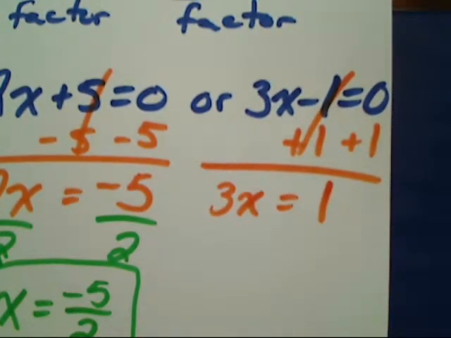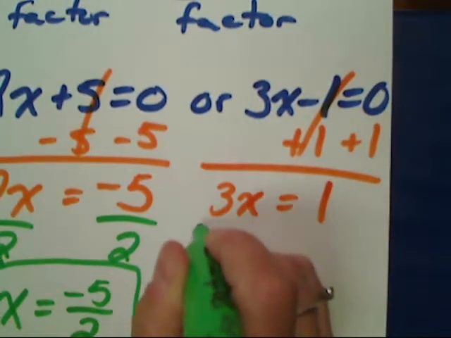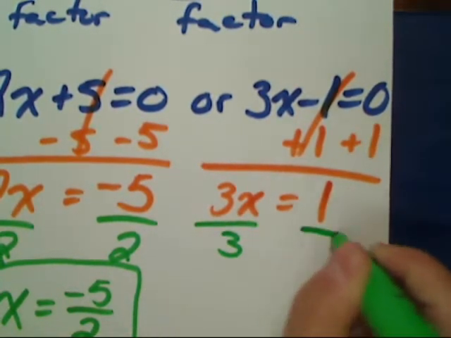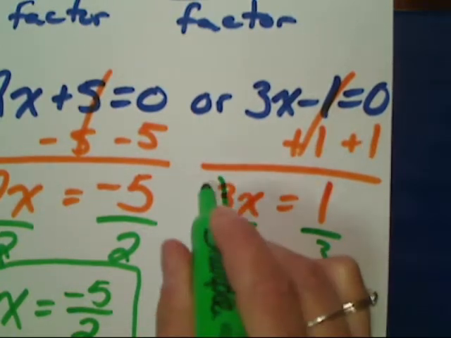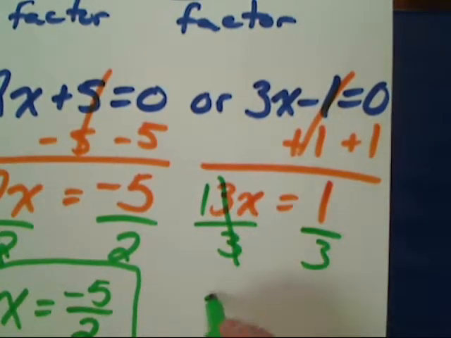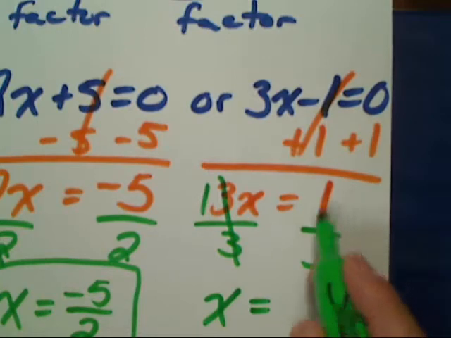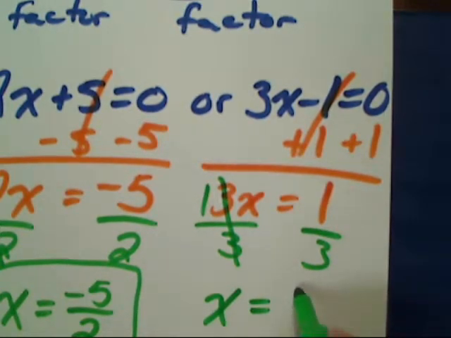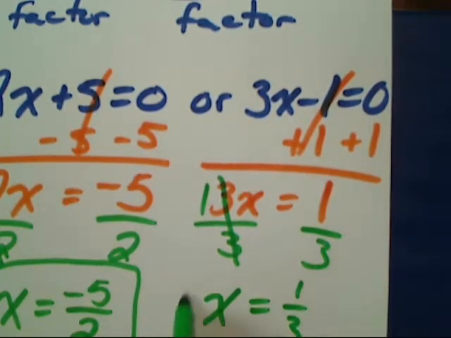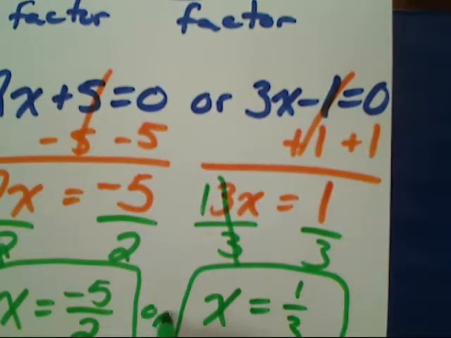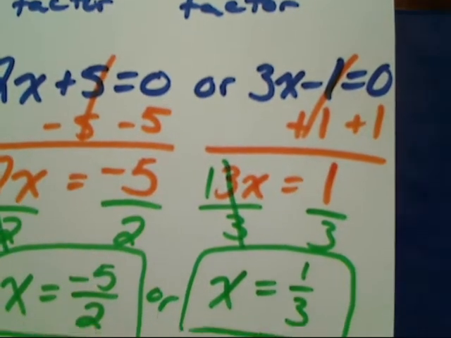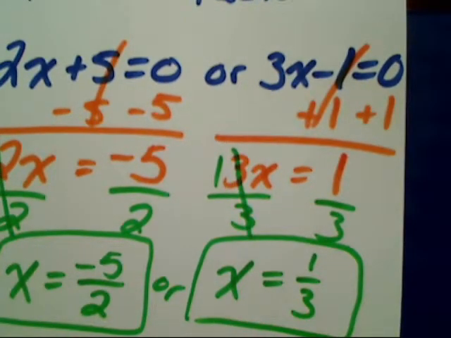And now to get our x by itself, we once again have to do the opposite of this multiplication, which is division. 3 divided by 3 is 1. 1 times anything is anything. And there's our answer once again on the other side, 1/3. So our two solutions, x is equal to -5/2 or x is equal to 1/3.